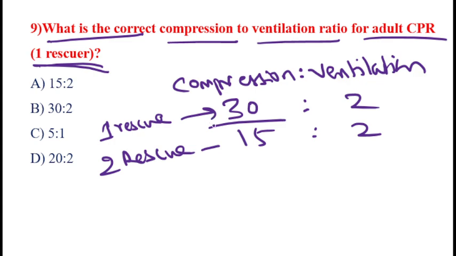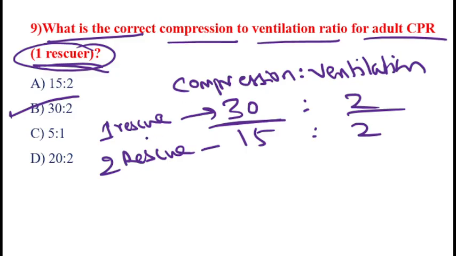Okay, so compression means chest compressions, ventilation means 2 rescue breaths. Those 2 rescue breaths have to be given. So if there is only one rescuer performing the chest compression, the ratio is 30 to 2. They have mentioned it in the question, so the answer is 30 to 2.